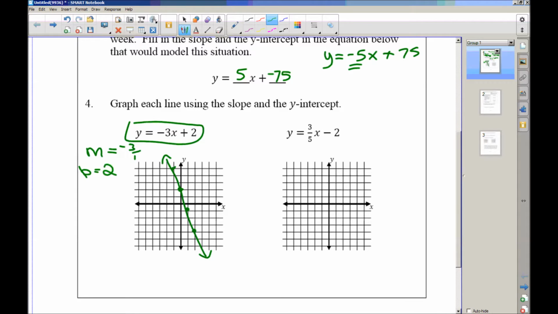Arrows on the end and write the equation on the line. y equals negative 3x plus 2. All right, second one. The slope is 3/5. The y-intercept is negative 2. So we put a point at negative 2. We go up 3 and right 5. 1, 2, 3, 4, 5. Or we could go down 3, 1, 2, 3, and then left 5. 1, 2, 3, 4, 5. All right, so we get y equals 3/5 x minus 2.